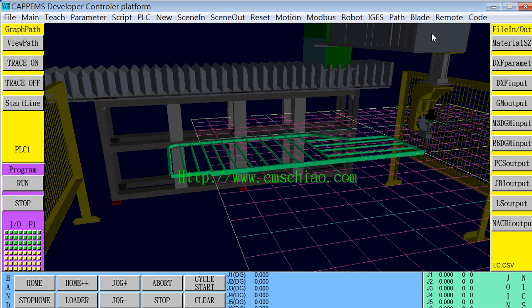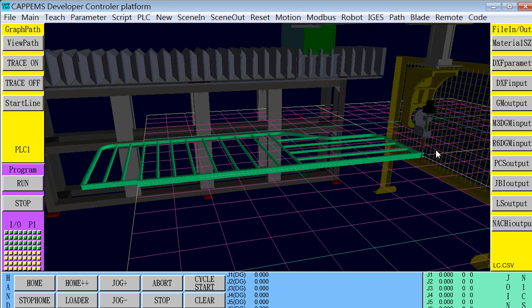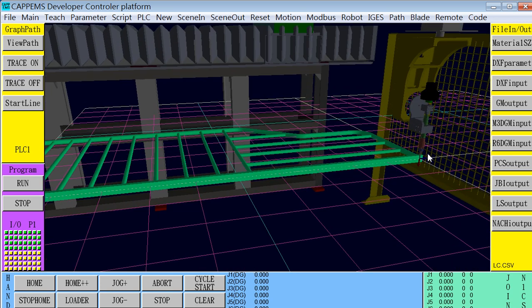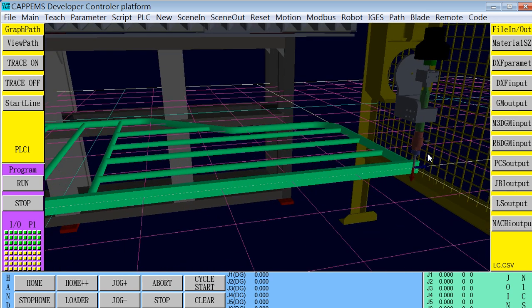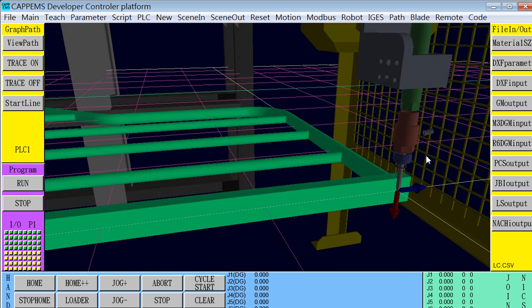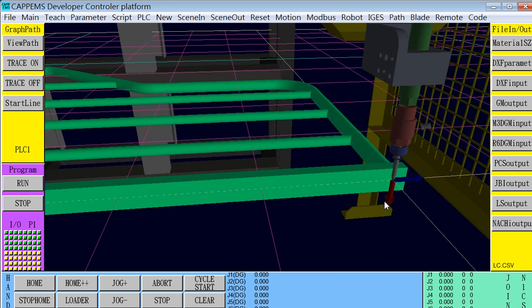Teaching paths for a 5-axis cantilever machine. How to use the 5-axis cantilever machine to do the automatic welding. We have to teach the tool path.